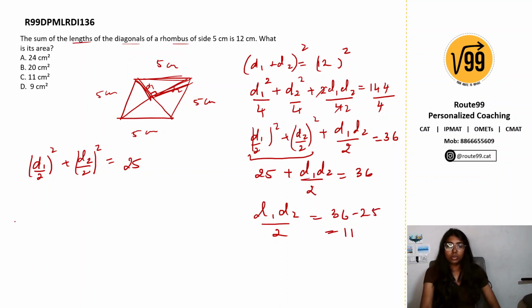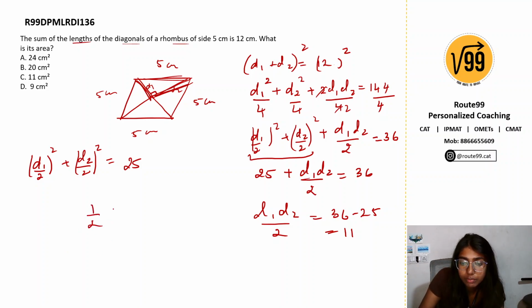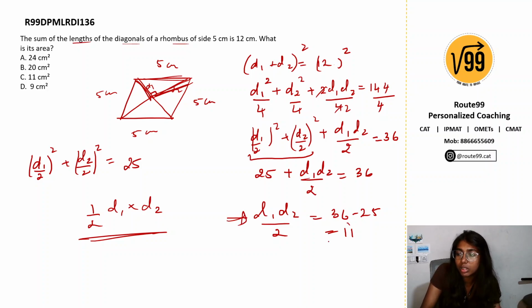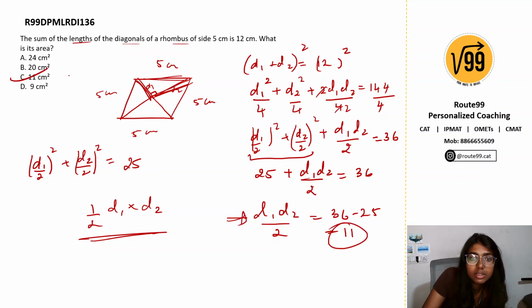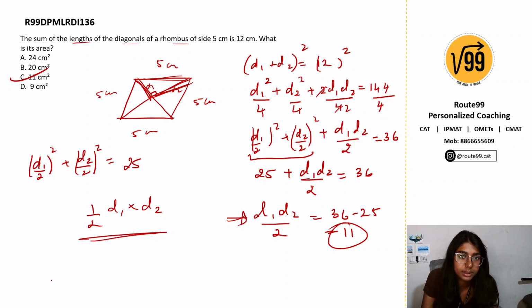So now if you know the area of a rhombus का फॉर्मूला होता है हाफ into product of diagonals. तो d1 d2 by 2 उसकी तो वैल्यू हमने ऑलरेडी फाइंड आउट कर ली है. सो 11 सेंटीमीटर स्क्वायर इज योर आंसर.